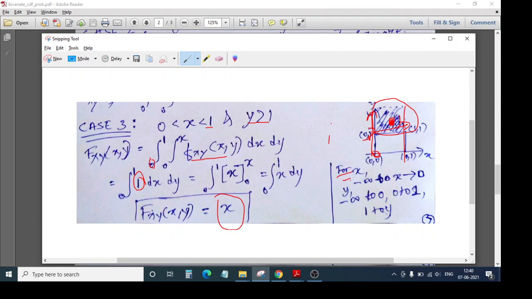So for x, the limits are minus infinity to x, so that we have plotted it to 0. The important thing is y. How have we plotted y? First from minus infinity to 0, from below up till here. Next is 0 to 1, from here to here. Next is 1 to y. Here we have a value, so we have taken 1. That is the reason we have taken f(x,y) equal to 1. Okay, so this is done.